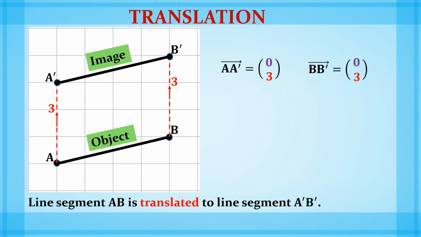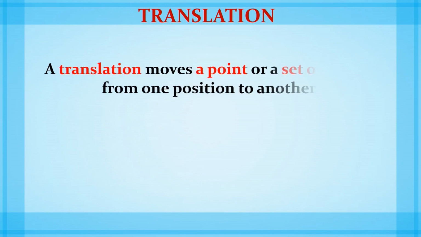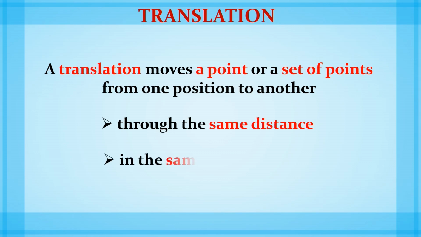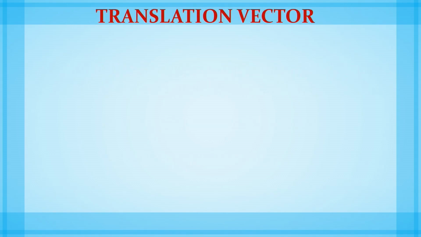Students, observe, the vectors AA' and BB' are represented by the same column vector. Therefore, vectors AA' and BB' are equal vectors. Remember, equal vectors have same magnitude and are in the same direction. Hence, a translation moves a point or a set of points from one position to another through the same distance in the same direction. Now, you are going to learn about translation vector.